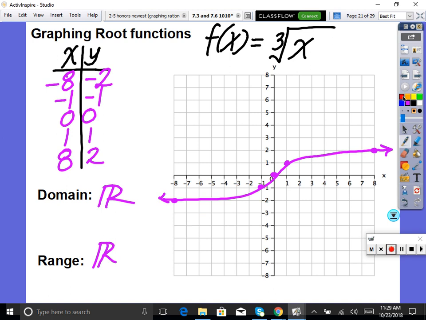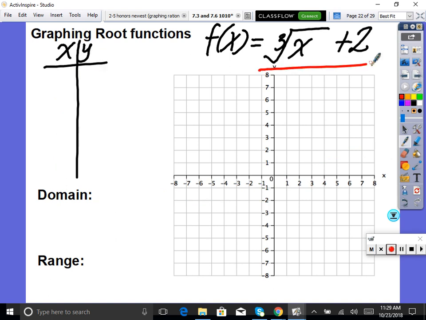Now picture me taking this and shifting it. Isn't that going to not change the fact that it's going left and right forever? And if I shift it up and down, that's not going to change the fact that it's growing left and right forever, or up and down forever. So no matter what, the domain and range for cube root will be all real numbers. So let's test your knowledge. What's my domain? All real numbers. What's my range? All real numbers.